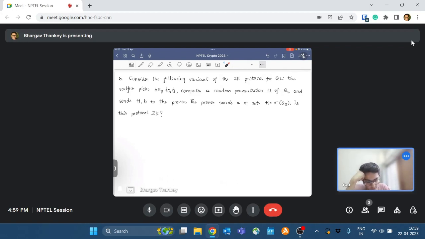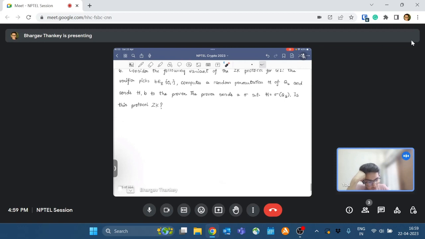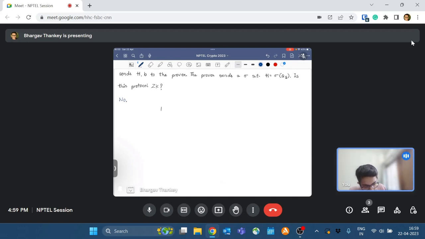The problem is: consider the following variant of the zero knowledge protocol for GI. The verifier picks a random bit B from 0, 1, computes a random permutation H of G_B, and sends H, B to the prover. The prover sends a sigma such that H equals sigma of G_B-bar. The question is, is this protocol zero knowledge? Okay, so the answer is no. Let's see why. The protocol is as follows: you have the prover, you have the verifier.